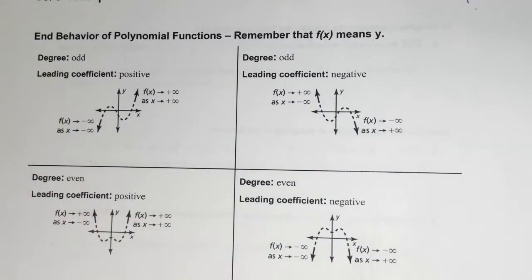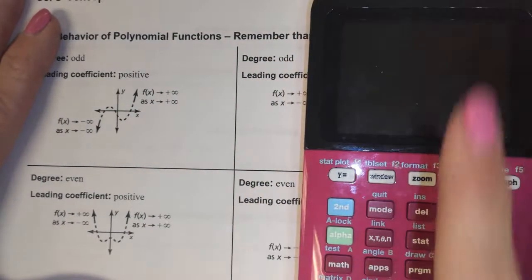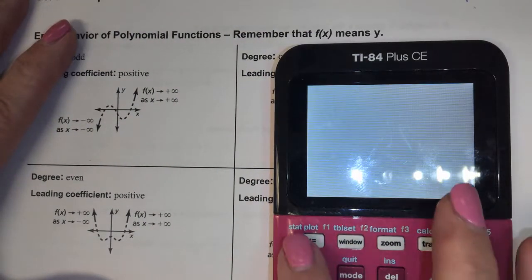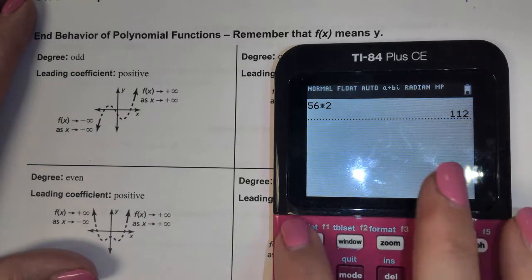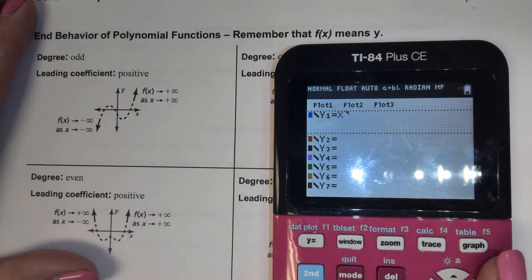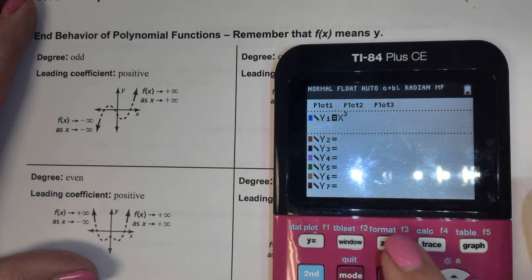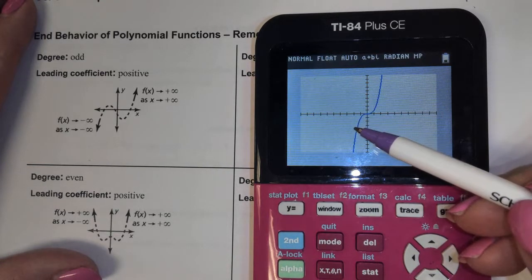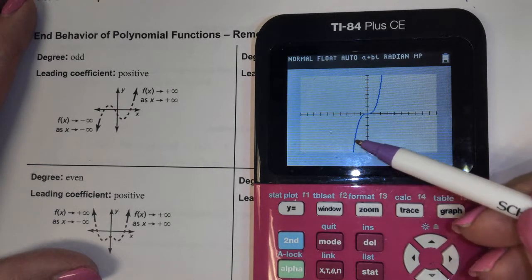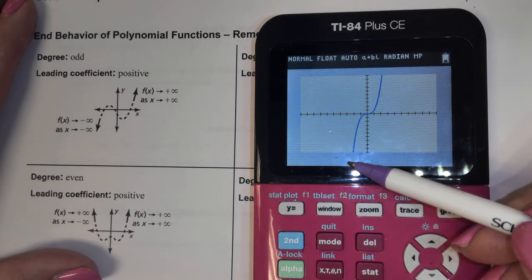Let me show you a couple of these. Give me a number that's odd. Sarah, give me a number that's odd. Okay. So if I go to y equals and I put in x cubed, I'm going to graph it. Here's what x cubed looks like. Can you see that as x goes to negative infinity, y is going to negative infinity?